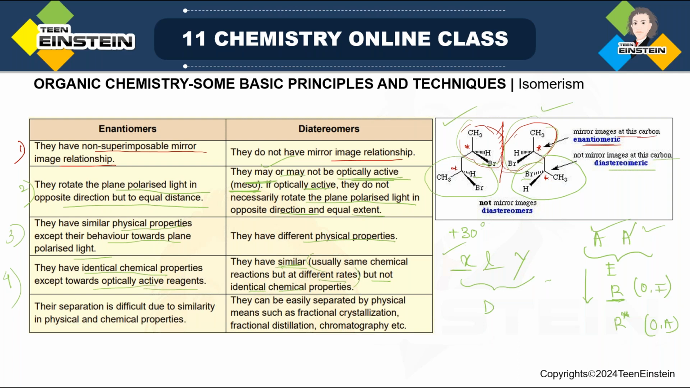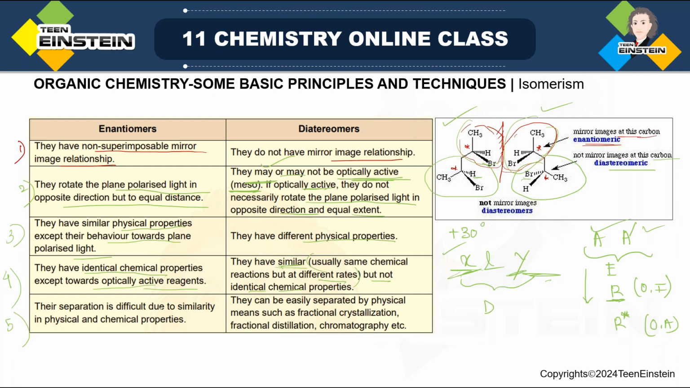So just take X and Y, these two molecules are diastereomers of each other. When you are treating them with some reagent, optically active or inactive, whatever, the reactions will be of a similar type, but the rate may be different, because they do not have the same stereochemistry. The positions of the groups at the chiral center are not the same, so obviously the rate will be different.